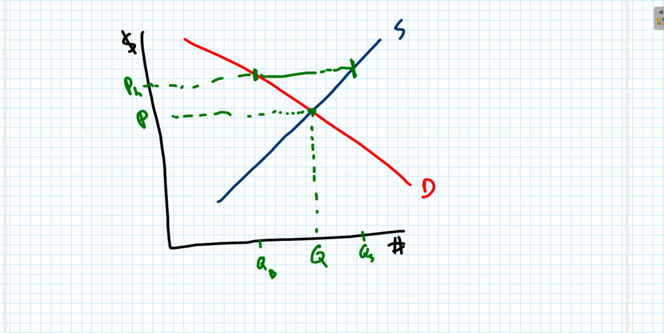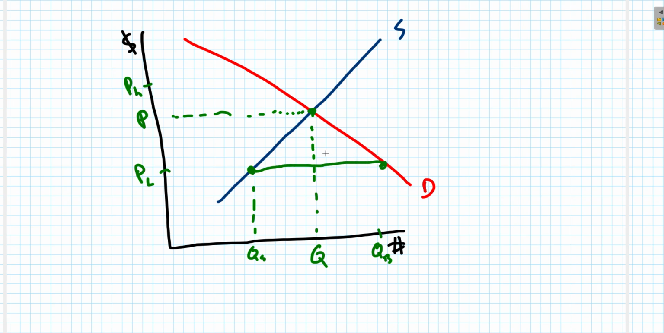Or, backing out of here, it's also possible for the price to be too low. And if that's the case, you don't have anybody that wants to sell it, very few sellers. But you have lots of people that want to buy it. You have a line out front. And that's no good. So we wind up with a shortage.